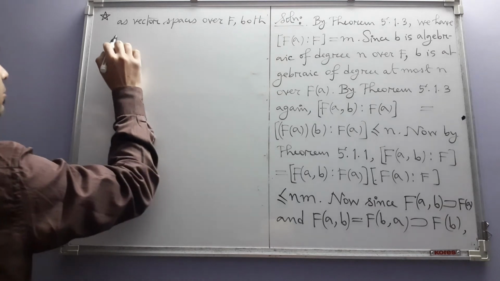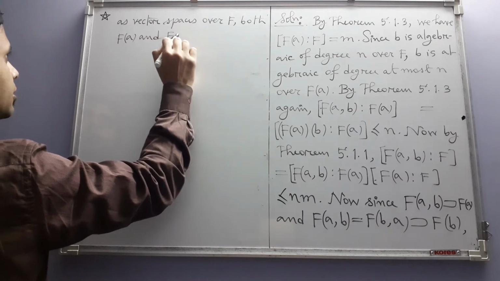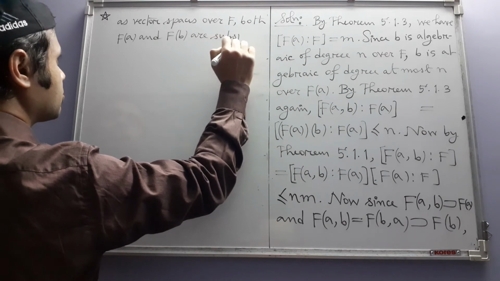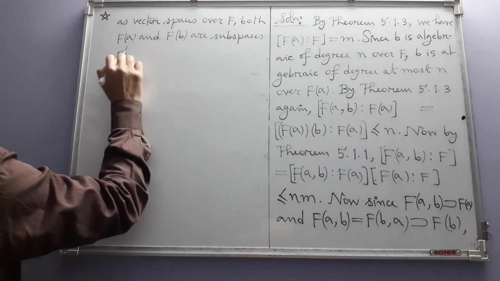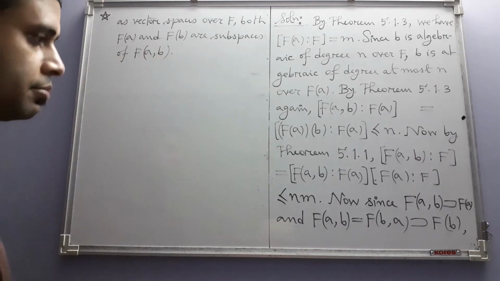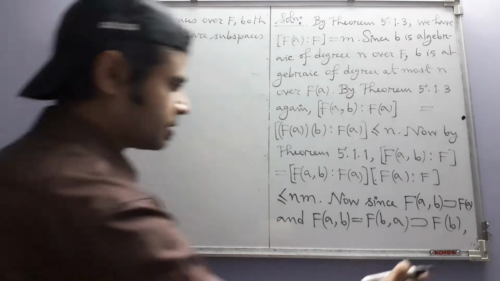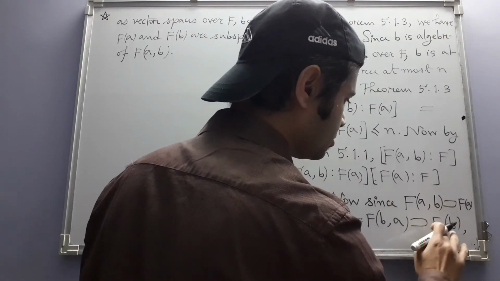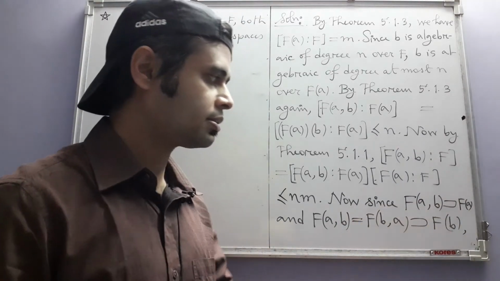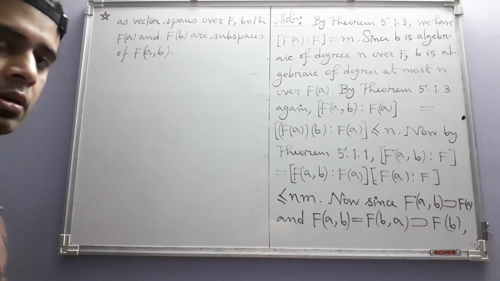both F(a) and F(b) are subspaces of F(a, b), because they are subfields, so they are subspaces, and it's obvious that both F(a) and F(b) contain F. So these three things are vector spaces over F, and these two are subspaces of the larger one.